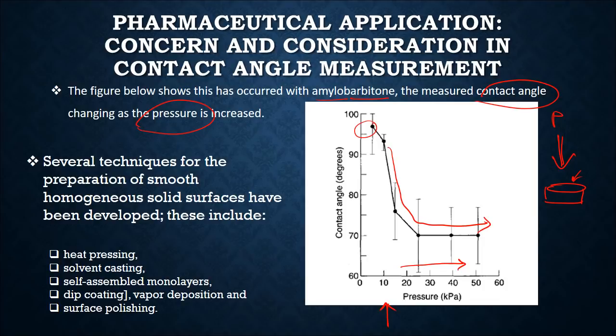There are several techniques for preparation of smooth, homogeneous solid surfaces which have been developed. These include heat pressing, solvent casting, self-assembled monolayers, dip coating, which means you coat the surface, or surface polishing, where you polish the surface to make it as smooth as possible.